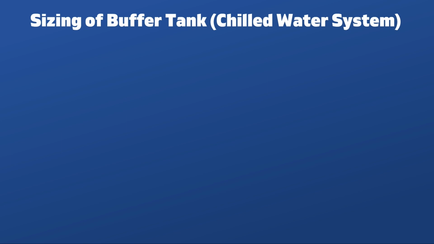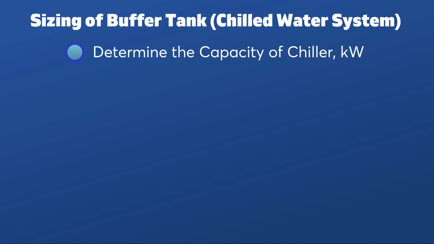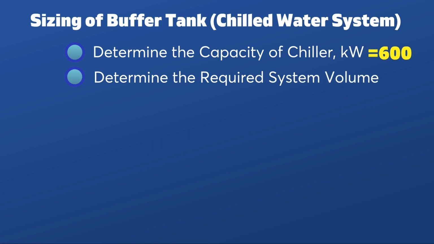Sizing of buffer tank for chilled water system. So the steps are as follows. Determine the capacity of the chiller. Say it is 600 kilowatt. Then determine the required system volume. This data will be given by the chiller manufacturers.